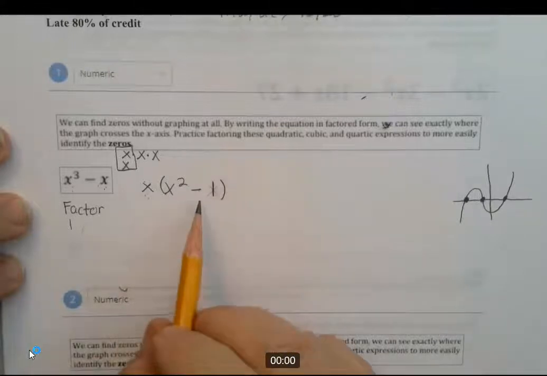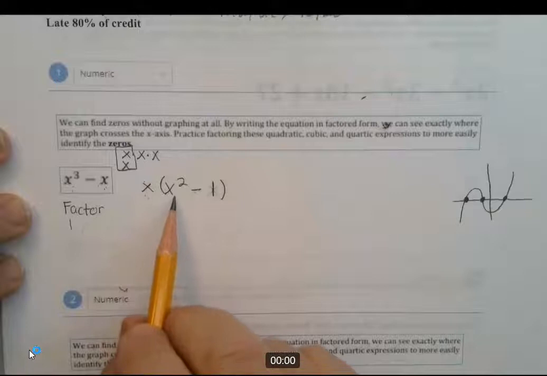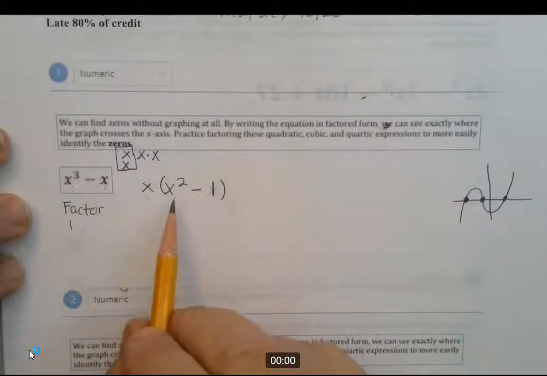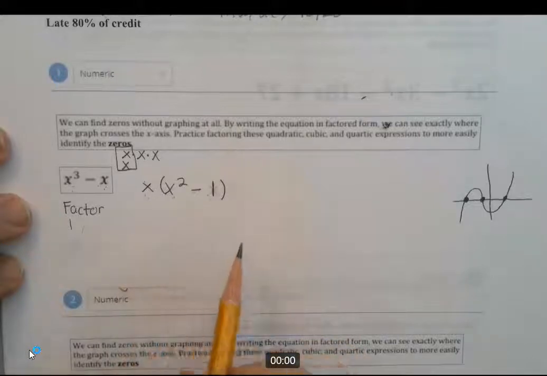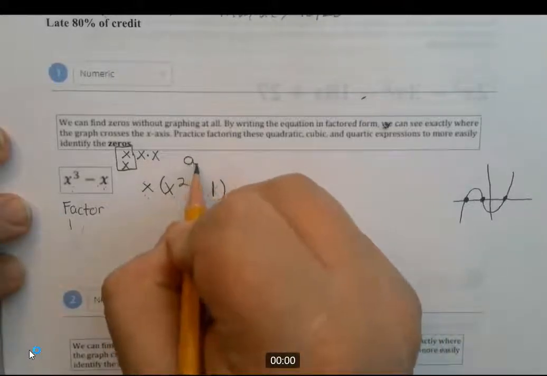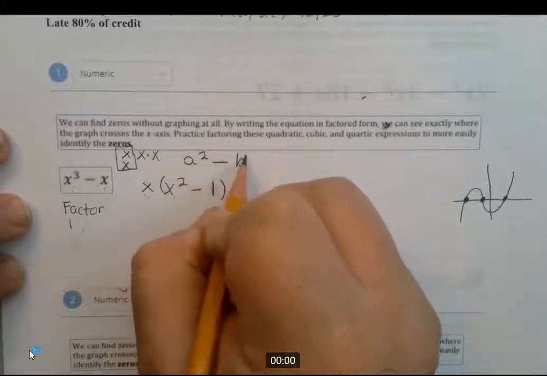Alright, so what you have here is something we've seen before called a difference of squares. Difference means a subtraction. X squared is a perfect square. X times x is x squared. And 1 is a perfect square. 1 times 1 is 1. And difference of squares factoring has the form of a squared minus b squared.